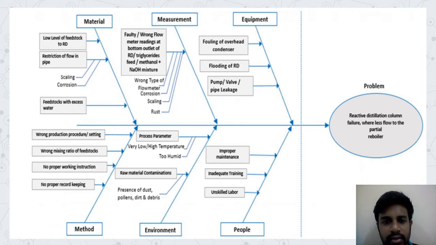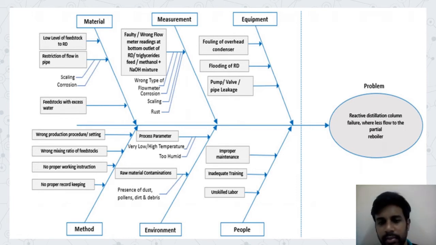Moving on to the equipment, we have fouling of the overhead condenser, which means excess methanol is provided to the recycle stream. Flooding means we have high differential pressure on the RD, and high liquid hold up on the tray due to excessive vapor, causing less liquid flow at the bottom of the tower. And we might have pump, valve, and pipe leakage due to component failure.